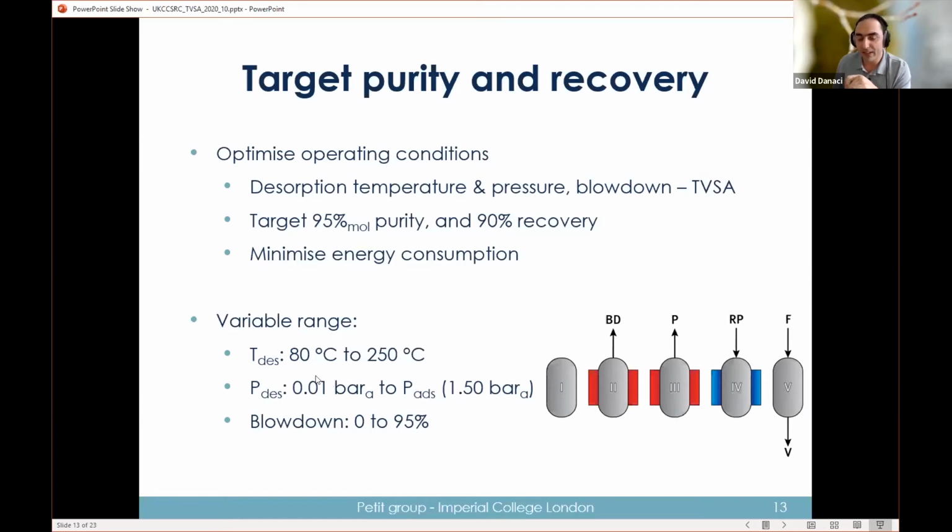And we're going to allow the desorption pressure in step 3 to be anywhere between 1 kPa and the adsorption pressure. So TVSA up to just TSA. And we're going to allow no blowdown up to 95% blowdown. So this isn't the typical way to express blowdown. You would normally say you're blowing down to some pressure. But what this number represents is if it's 50%, then we're going to discard 50% of the gas that is collected during these steps.